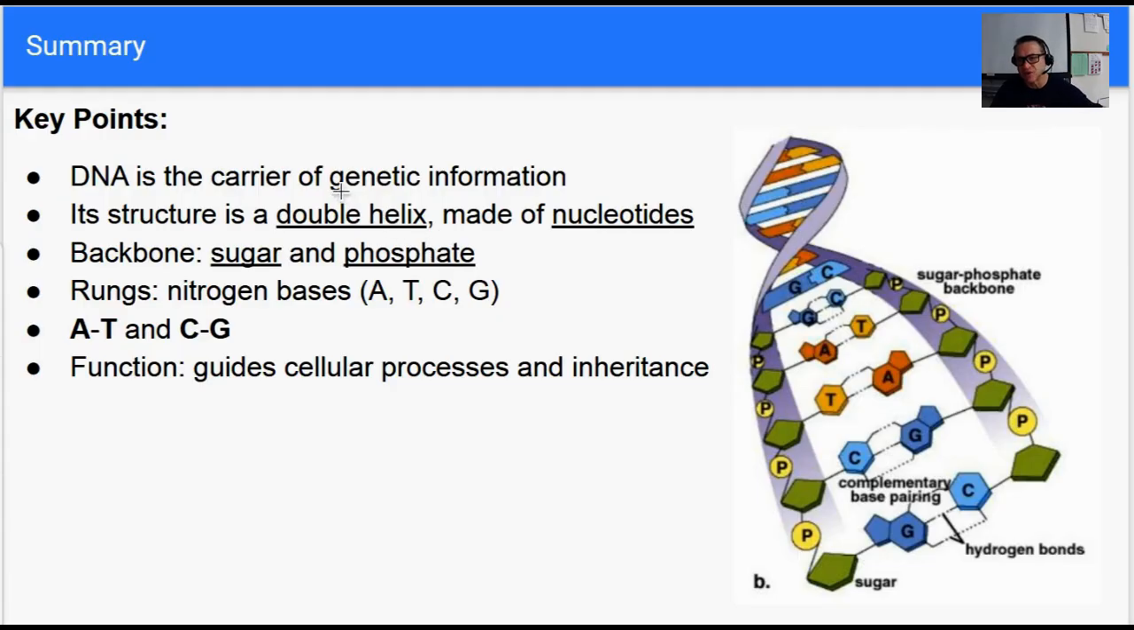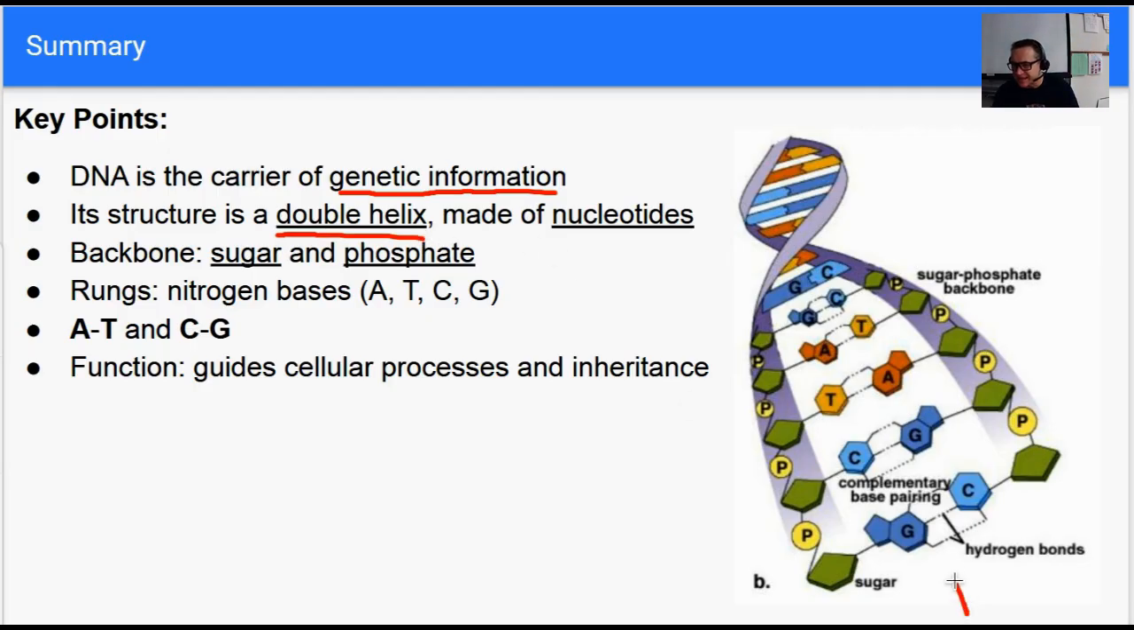Remember, DNA carries your genetic information. That just means it gives you all your traits: what color your hair, your skin, your eyes, how many fingers you got, how tall you are, do you have freckles, do you have dimples, all that stuff. It's in your DNA. That's what gives you all your traits. Remember, its structure is called a double helix, so it's like a ladder that's been twisted around.